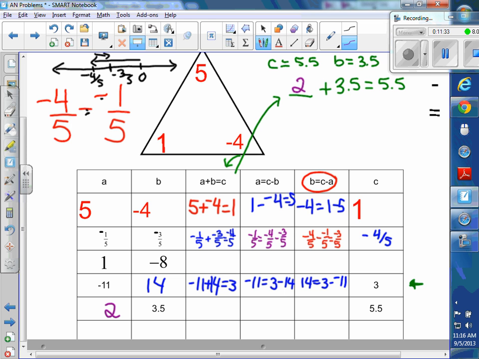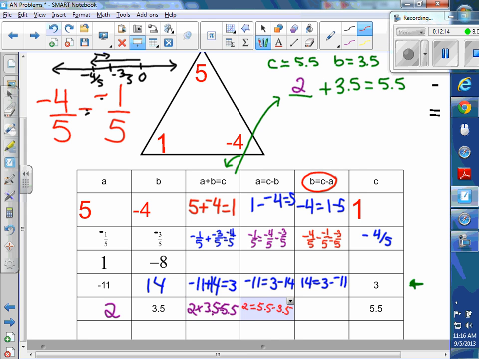Good. And then this is 2 plus 3.5 equals 5.5. Right? It's a little messy. See if I can get that close enough. Okay, and then the next one, so A is 2. 2 equals 5.5 minus 3.5. Good.